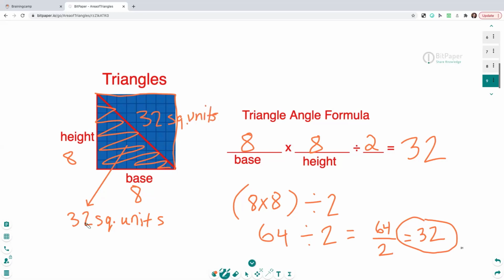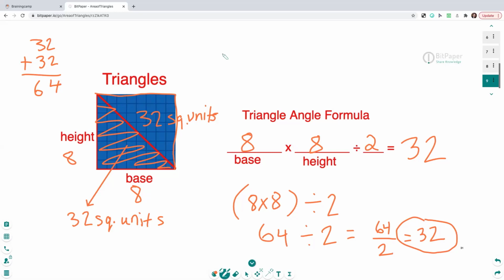And 32 plus my other 32 gets me back to 64, which is the area of the entire square. So if you are asked to find the area of a triangle, test out your shape, whether you're working with a square or a rectangle, and see how many right triangles you can divide your shape into. You need to find the area of your shape, whether it's a square, side times side, or a rectangle, length times width. Then you will have to divide by 2 or cut your answer in half.